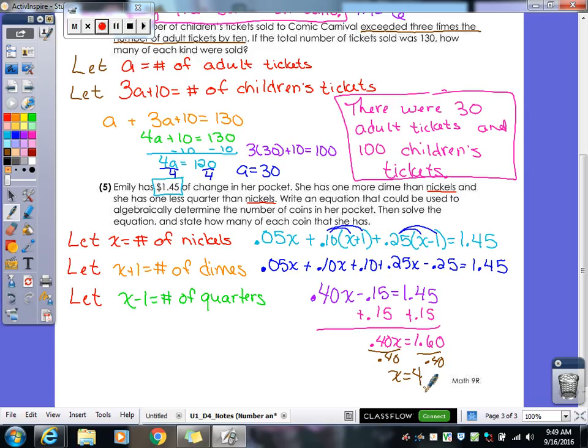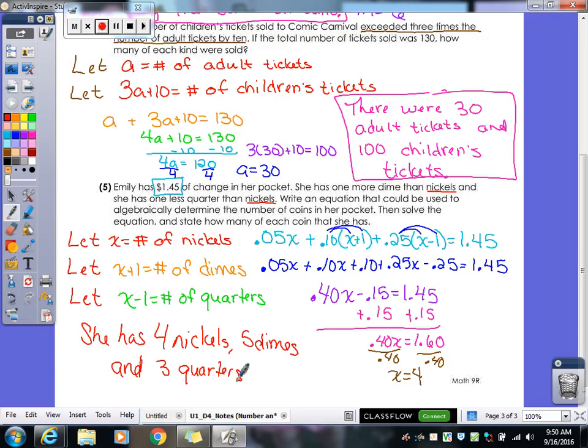Then we just have to write our sentence answer. She has 4 nickels. Her dimes were x plus 1, so how many dimes? 5 dimes. And how many quarters? 3 quarters. Yeah, so I would have to say the trickiest part with these problems here is remembering to put the values of the coins in the equation with it.